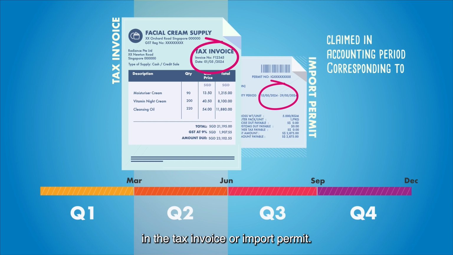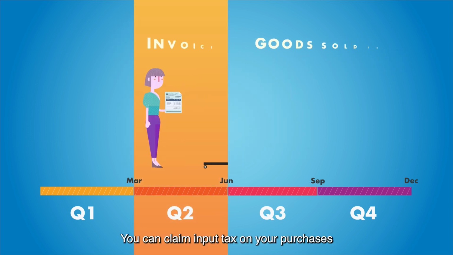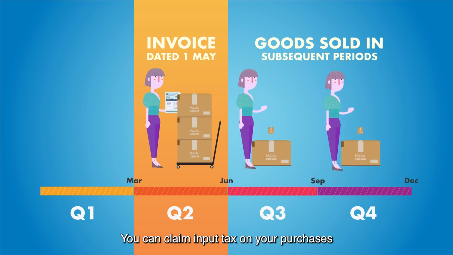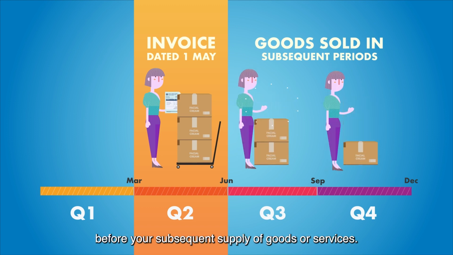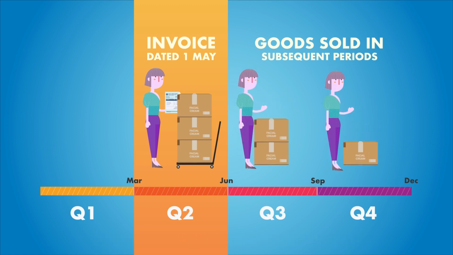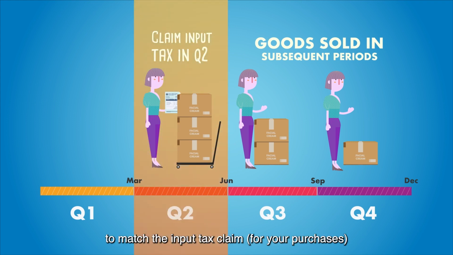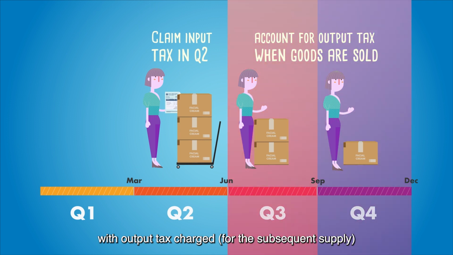invoice or import permit. You can claim input tax on your purchases before your subsequent supply of goods or services. It is not necessary to match the input tax claim for your purchases with output tax charged for the subsequent supply in the same accounting period.